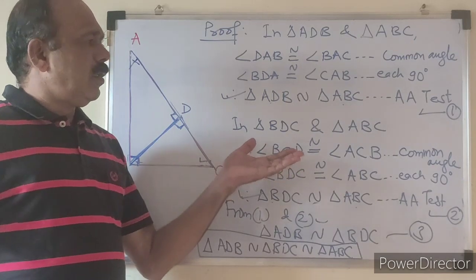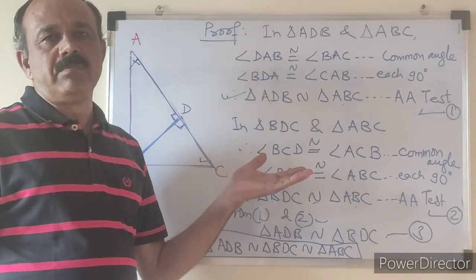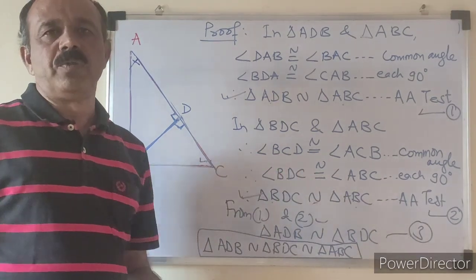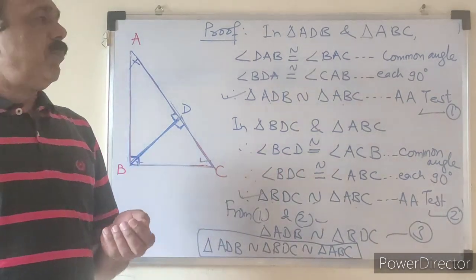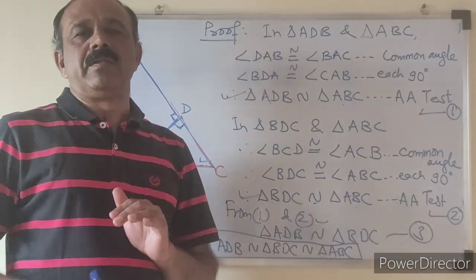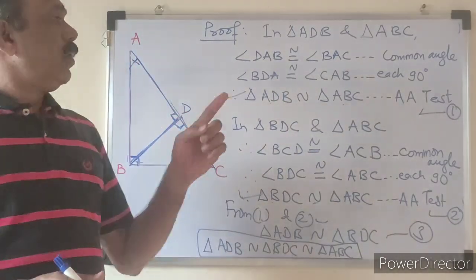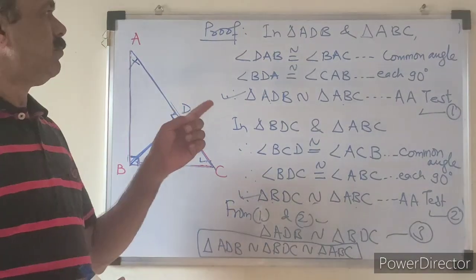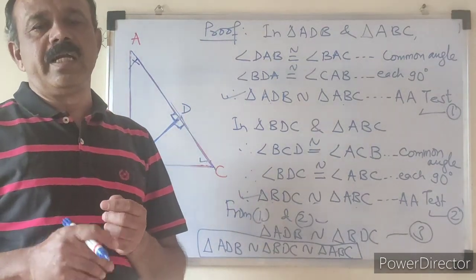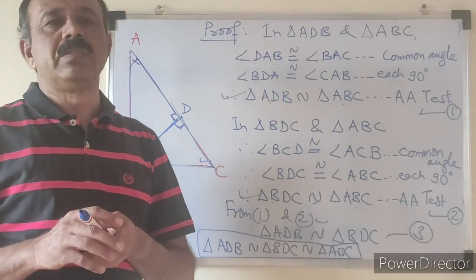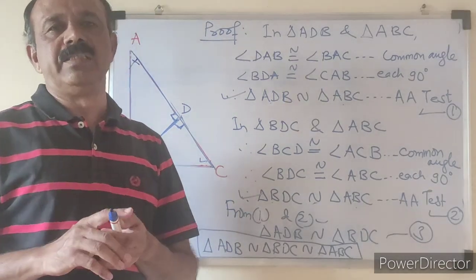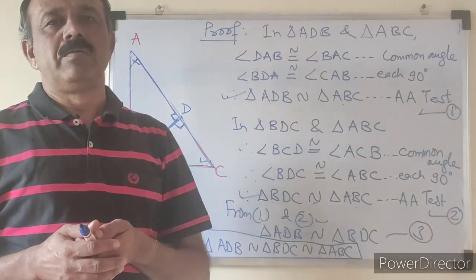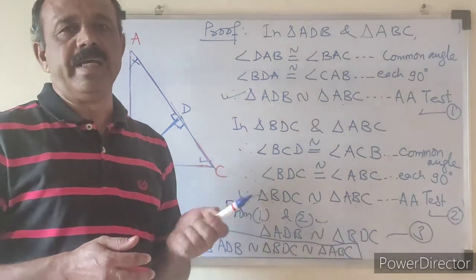Now on the basis of this theorem, the examples are asked in the practice set 2.1. Before solving the practice set, you should write this theorem, similarity in right angle triangles, in your notebook, because this theorem may be asked in the exam. So first you write the theorem, then you solve the examples on this theorem.